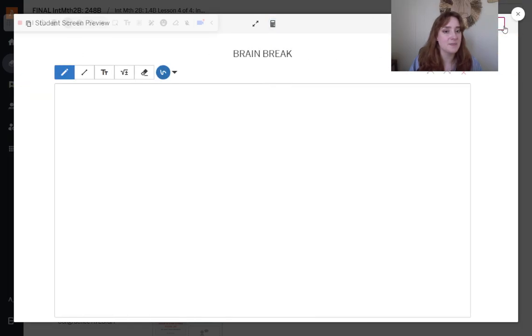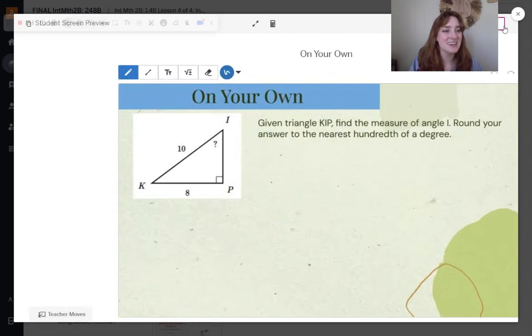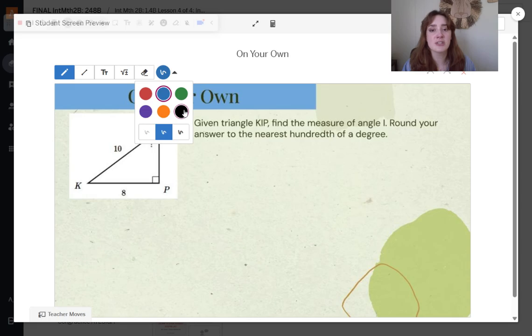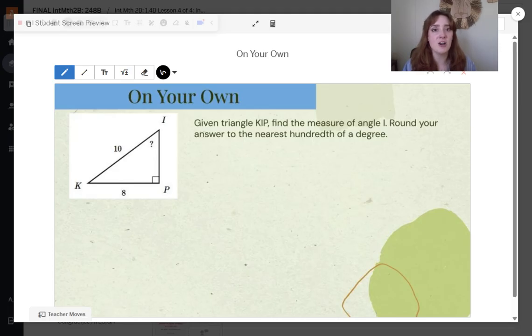All right. Brain break. If you need to rest, set a timer on your phone for 2 minutes, take a break. And I'd like you then, after your break, to try this next one on your own. Given triangle KIP, find the measure of angle I. Round your answer to the nearest hundredth of a degree. I encourage you to pause the video and try this on your own.